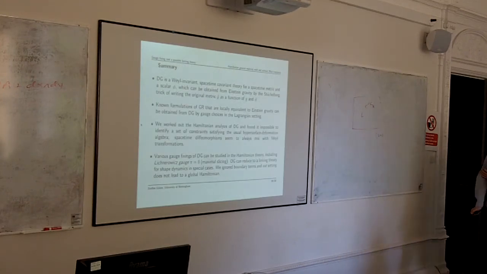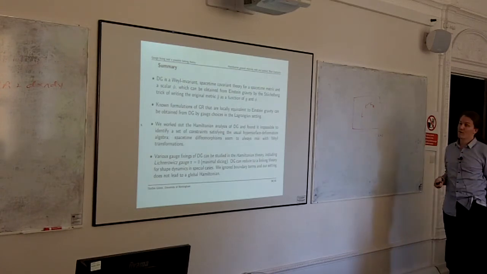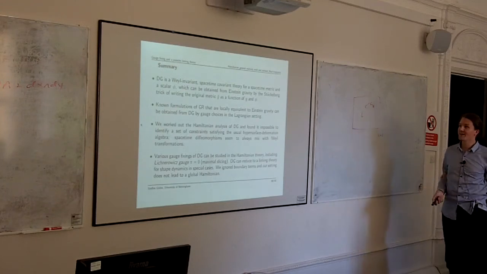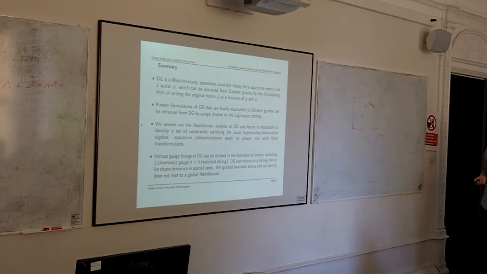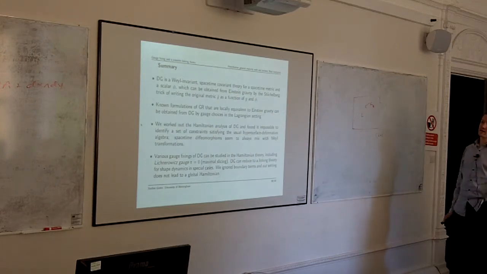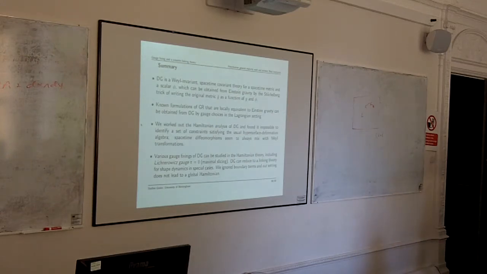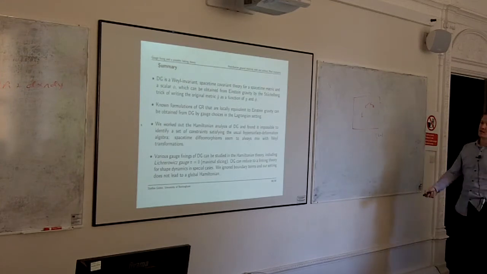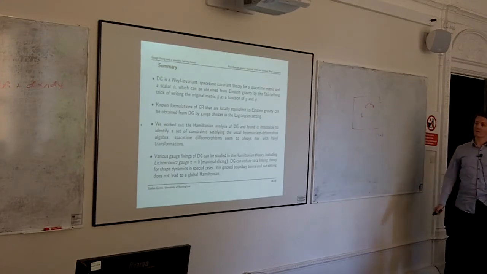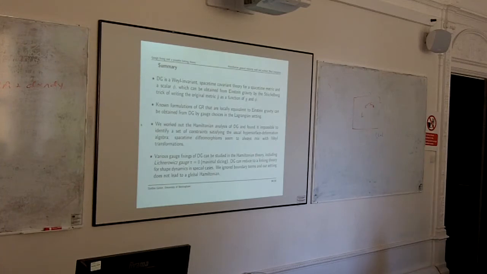Let me summarize here. So I introduced DG, which is a diffeomorphism invariant and space-time covariant theory for a scalar and a Lagrangian metric. You can get this from Einstein gravity by the Stückelberg trick of writing the original metric as a function of the new metric and the scalar field. You can show in the Lagrangian setting quite nicely that there are different gauge choices that reduce DG to various known formulations of GR that are locally equivalent.